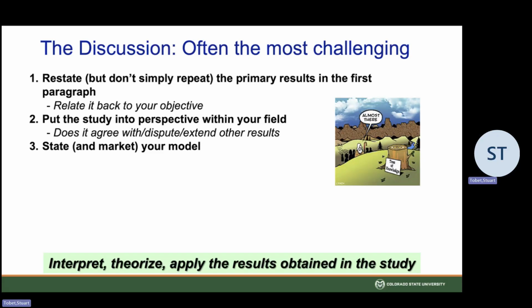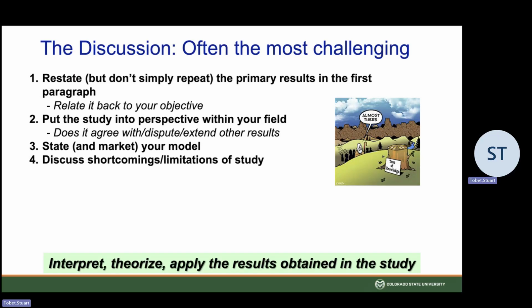Make sure they understand your model. Scientists don't always think about marketing, but in fact, your ideas are things that you are selling to the people that read your paper. So market the model that you use to try and get other people to follow you.